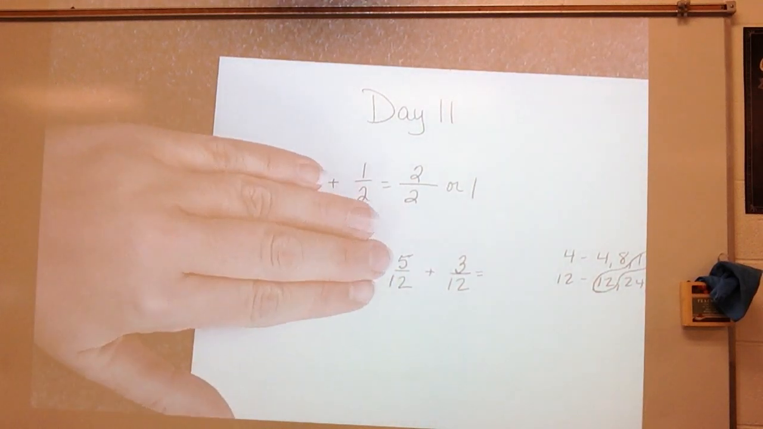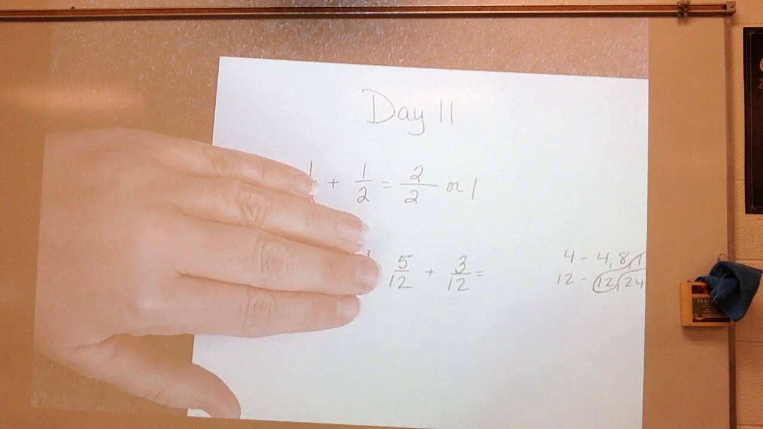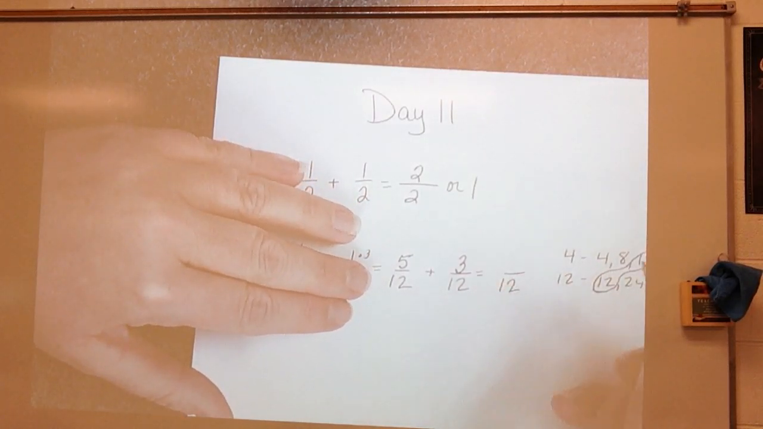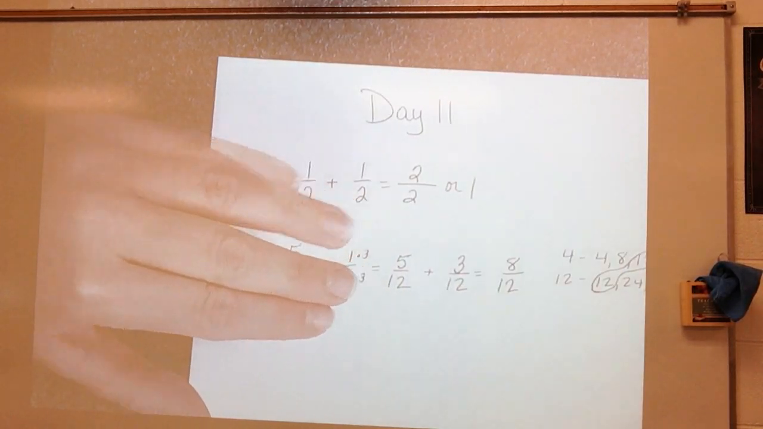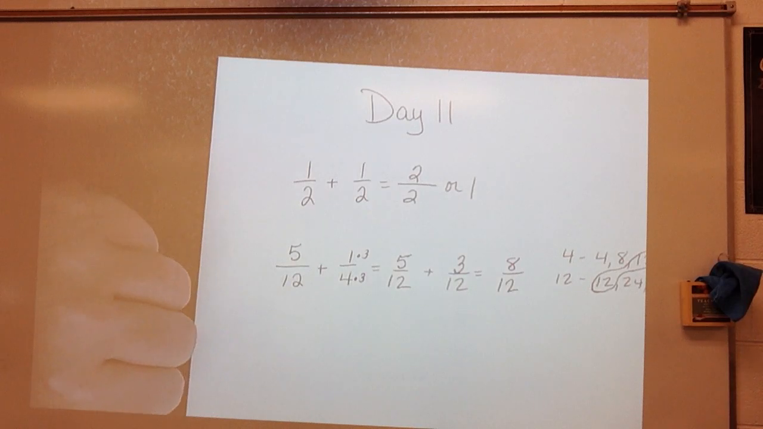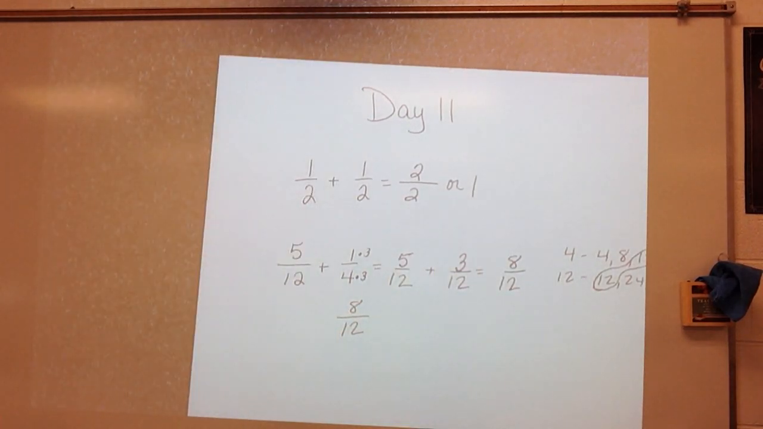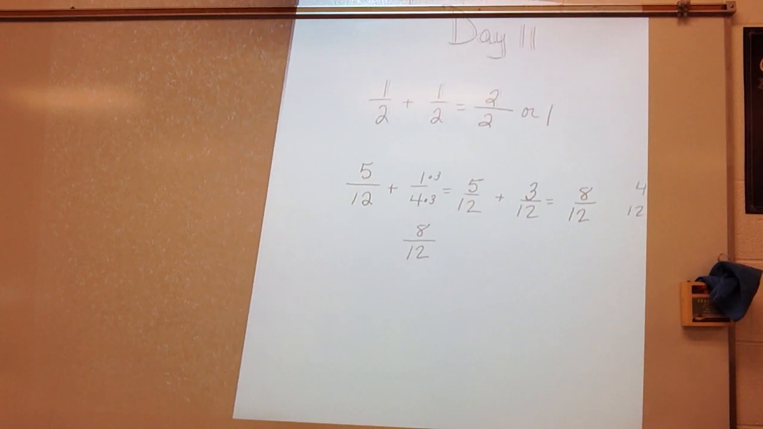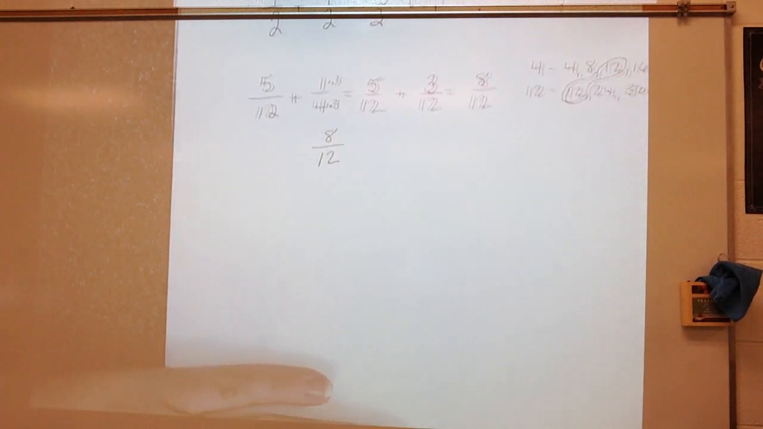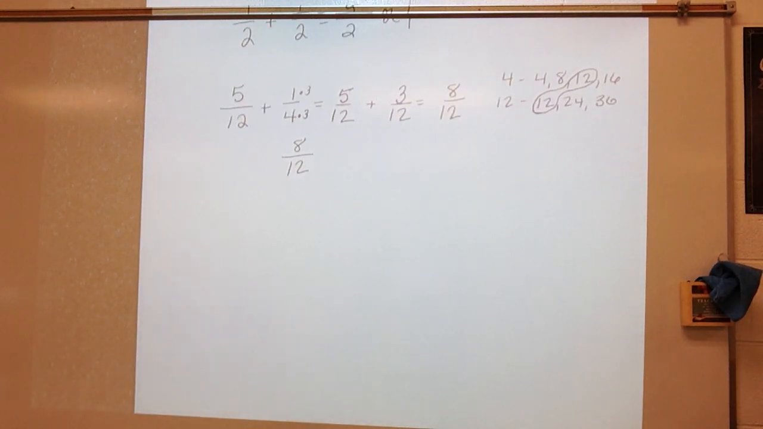Now I have common denominators, so I can add. Remember, my denominator stays the same. 5 plus 3 is 8. I get 8/12. Now, here's what you're going to see. 99% of the time, you are not going to see 8/12 as an answer on the ACT test. 99% of the time, you're going to have to reduce it in some way.